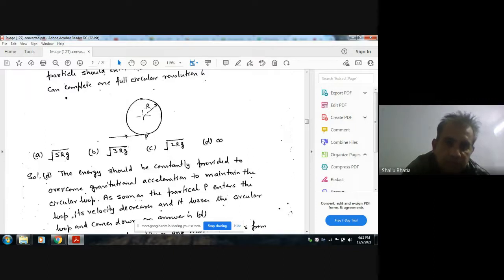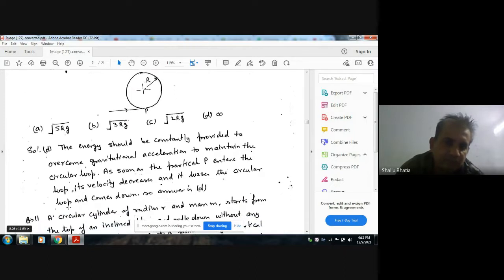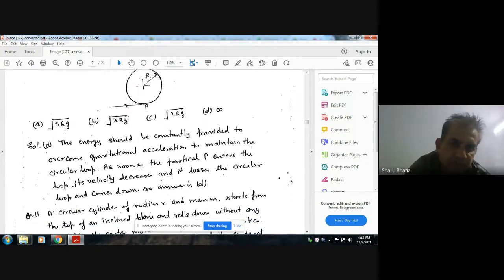So when we rotate something, we are providing energy to it. But when we stop providing energy, then that stone or thread comes down. So once the particle enters this and we do not provide the energy, it cannot maintain circular path. So this is the concept. The energy should be constantly provided to overcome gravitational acceleration to maintain the circular loop, because it will create centrifugal force also.